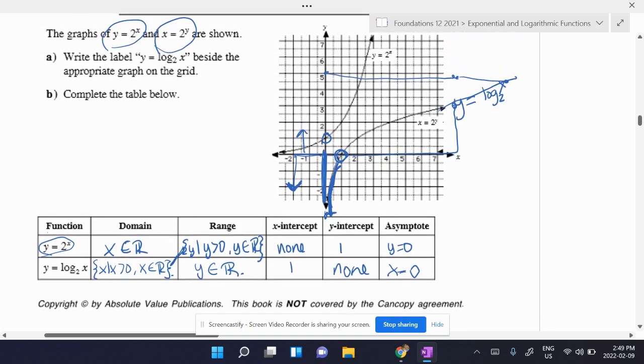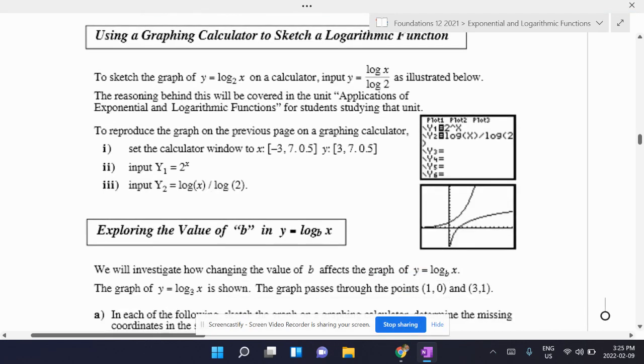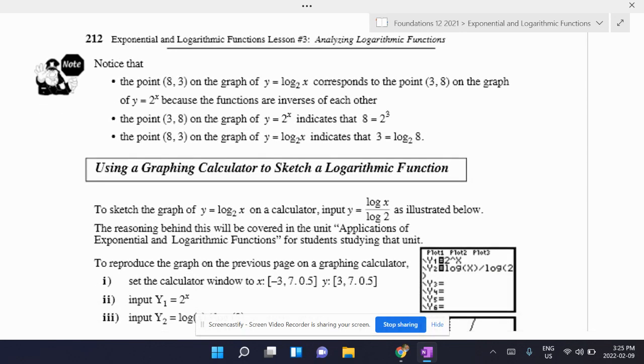So if you notice, these trade places, these trade places, these trade places, these trade places, and this becomes x or y. Okay? So if we are looking at this, the point (8, 3) on this graph corresponds to (3, 8) on the graph of y equals 2^x, right? Your x and your y swap.